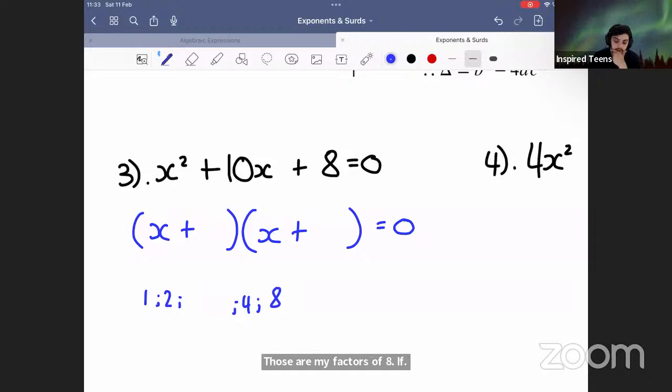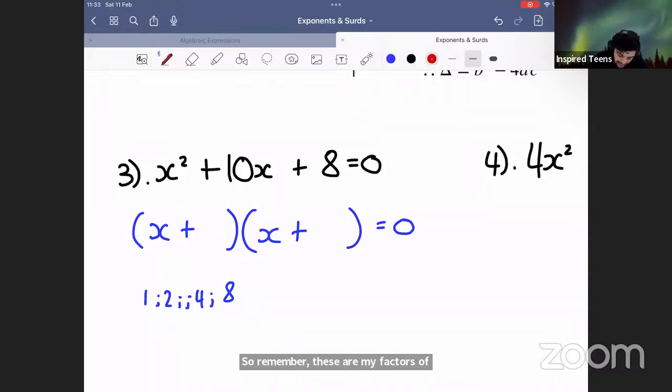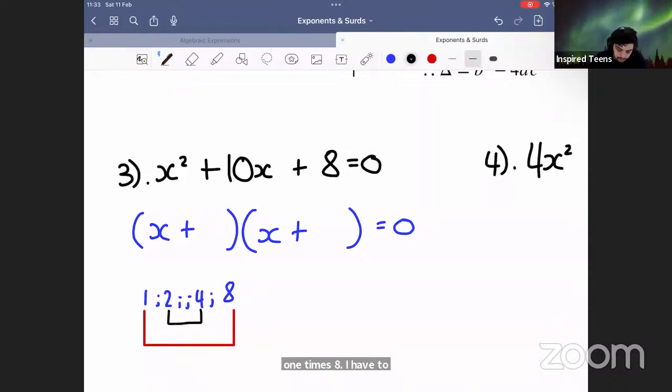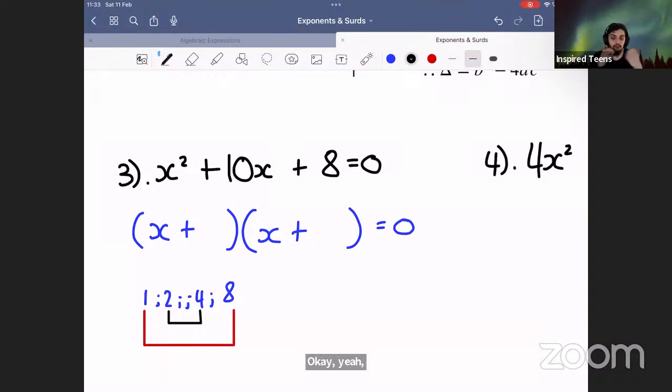Okay, I see. You said 2 plus 8. We'll get there. So remember, these are my factors of 8. Right now, when I use my factors of 8, I have to use factor pairs. I have to use 1 and 8, because 1 times 8 is 8. If I'm going to use the other one, I have to use 2 and 4. I can't use 2 and 8 because 2 times 8 is 16. Do you understand? So I have to use the factor pairs. I either have to use 1 and 8 or 2 and 4.